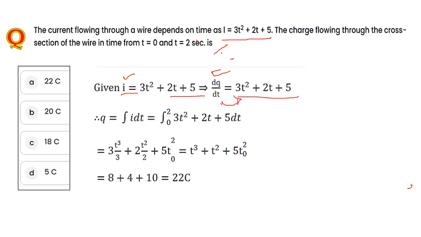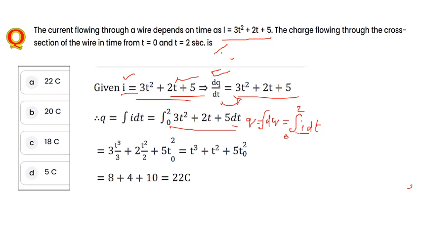So this is about the current, right? I into dt is dq. So dq is equal to the integration of I into dt, right? If you integrate this one, this will become again q. So q is equal to the integral with limits 0 to 2, that is about the time. You just substitute the value of I, already they have given.